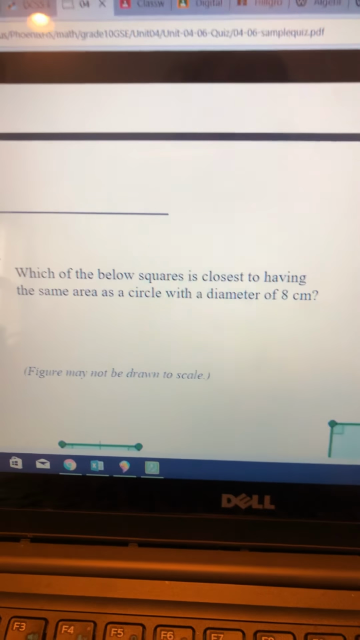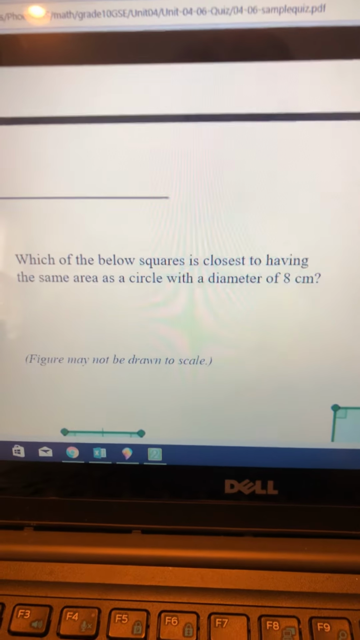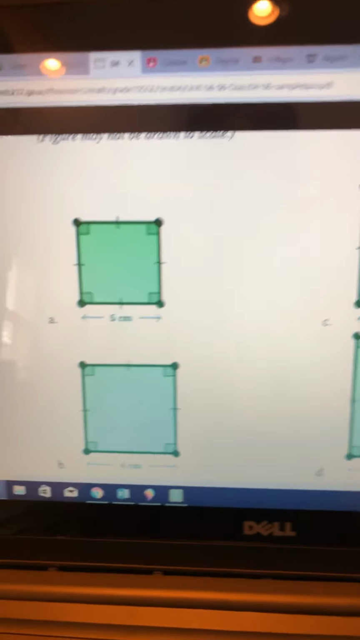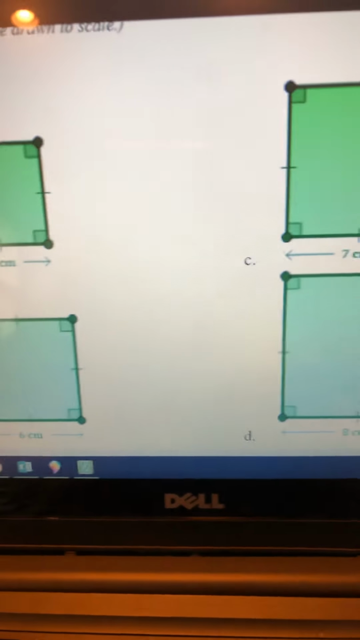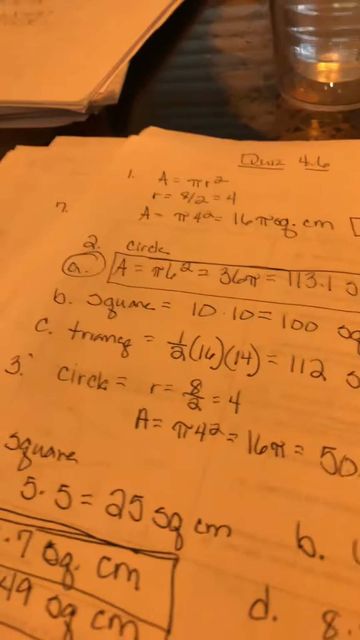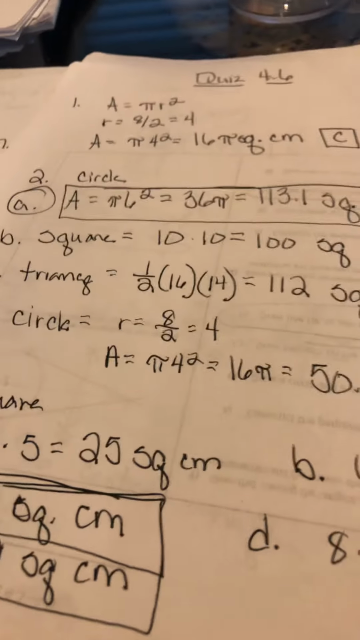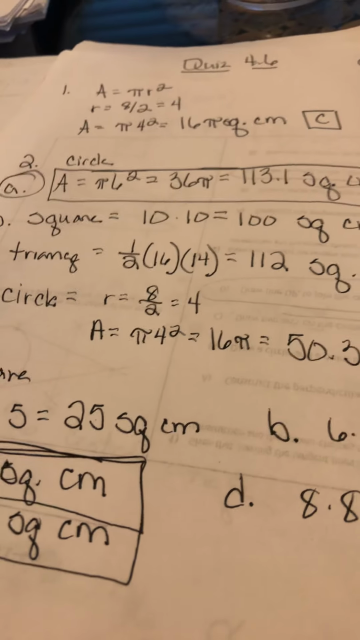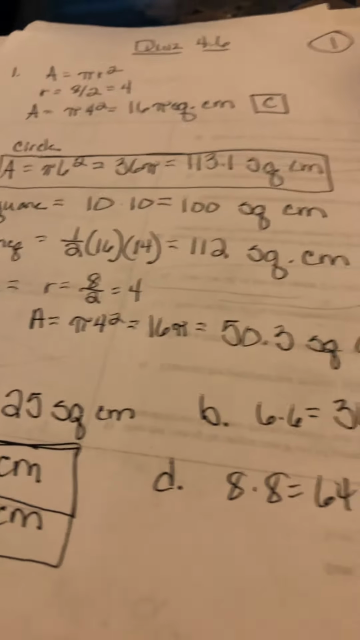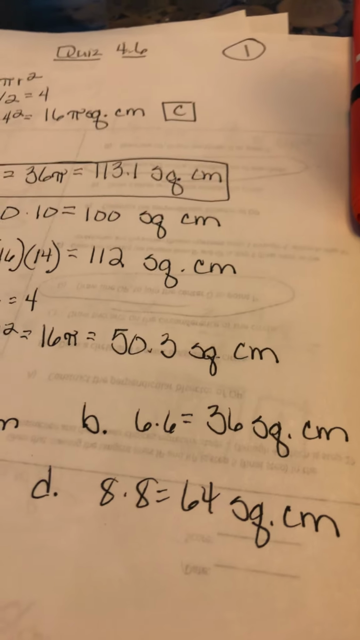Okay, so moving on to number 3, it says which of the below squares is closest to having the same area as a circle with a diameter of 8. So here's our circle with the diameter of 8, and then we're given 4 squares with various side lengths. A is 5, we see B is 6, C is 7, and D is 10. So, of course, my first step is I have to take the diameter of that circle, divide it by 2 to get our radius, then incorporate it into our formula. A equals pi r squared. So that would be 16 pi worked out, which is going to be 50.3 square centimeters.